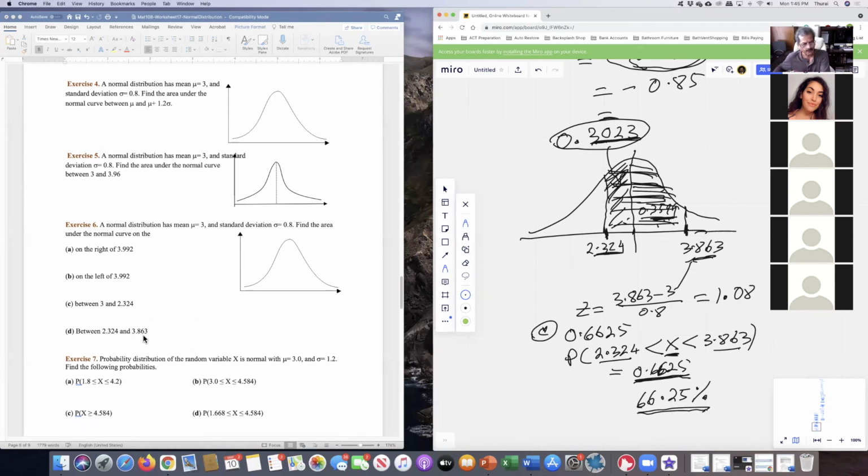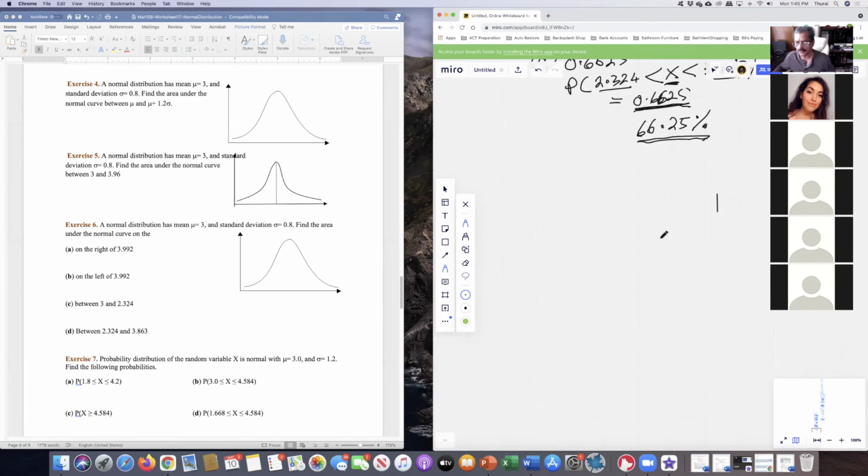3.863 is on the right side of mu. So find the z-score for both of them. By looking them up in the table, you can find the area between the mean and this, and the mean and this, two separate things. After that, you add them up to get the total area. I'm adding them up because from the picture, I can see that one is on the left side and one is on the right side. So that means I add them to get the area that they're asking for.